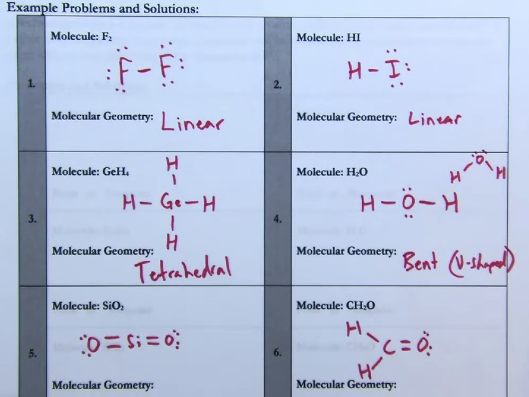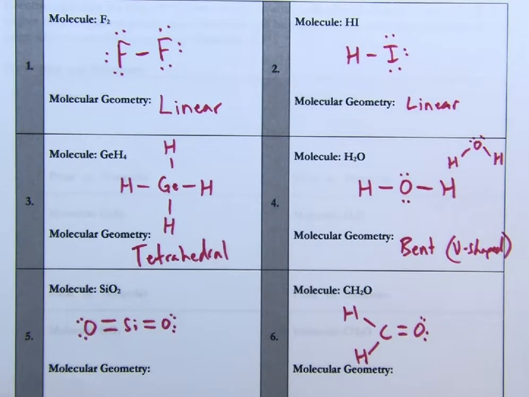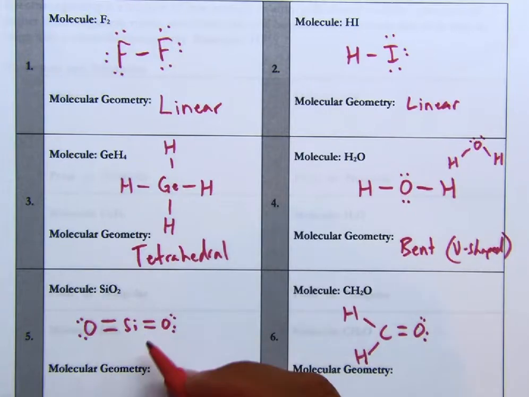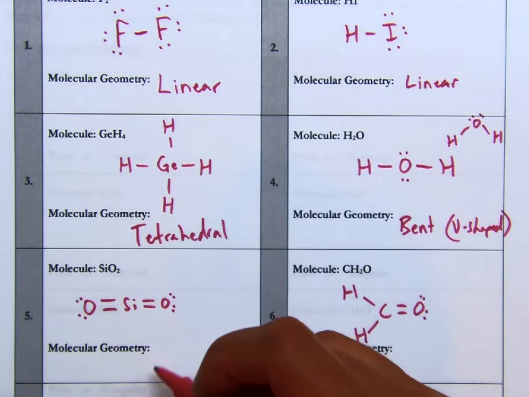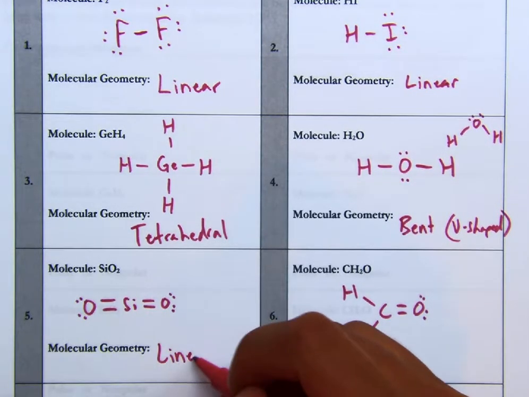Okay, next one. This is actually just like our example with CO2, but it's SiO2. The central atom has 2 domains, and both of them are bonding. 2 domains where they're both bonding, those 2 domains are going to get as far apart as possible. So this shape is called linear.